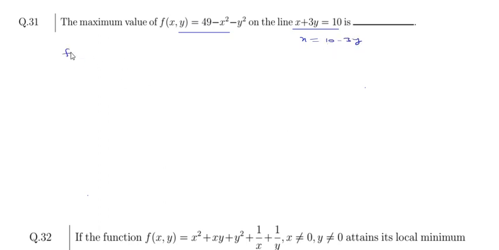So therefore, we will substitute in f of x comma y: for x we will substitute 10 minus y, and y will be as it is.